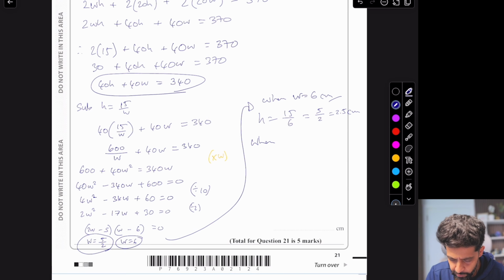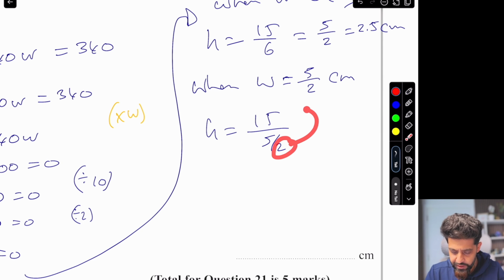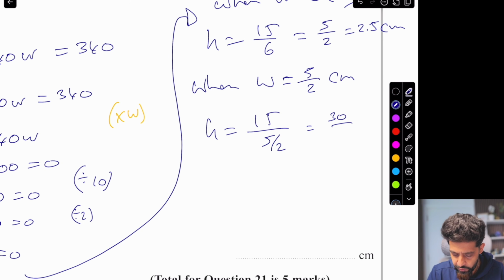And when W is equal to 5 over 2, or 2.5, we get H is equal to 15 over 5 over 2. I'm going to do 5 over 2 like that, by the way, because then I can take this number and multiply at the top, which is 30. So it becomes 30 over 5, because you just multiply that number at the top here, yeah? And 30 over 5 is 6 centimeters.